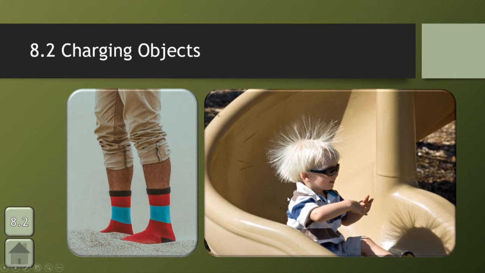This child has also built up an electric charge from sliding down the slide, and you can tell that he's charged because his hair is standing up. When your body builds up electric charges, many times the electric charges will travel to the furthest places that they can get away from each other, which will be the tips of your hair. And then because like charges repel, your hair will stand up and try to get away from all the other hairs.